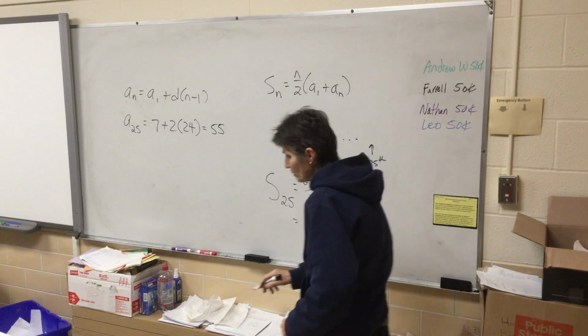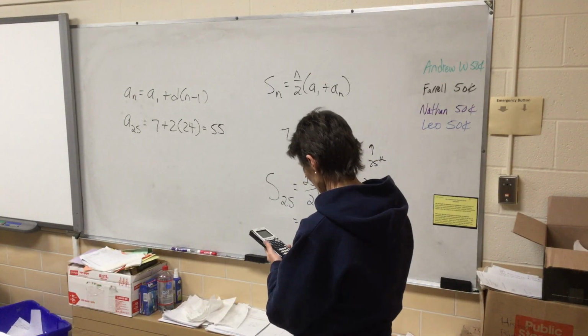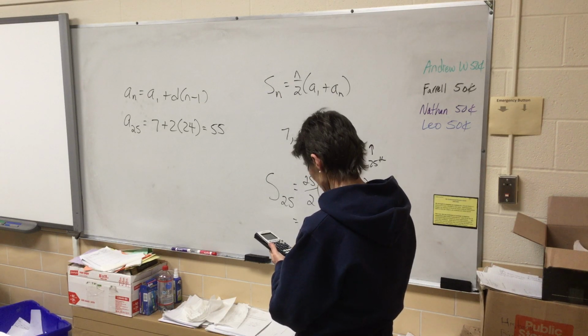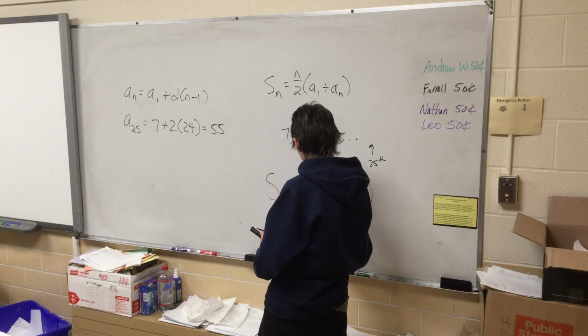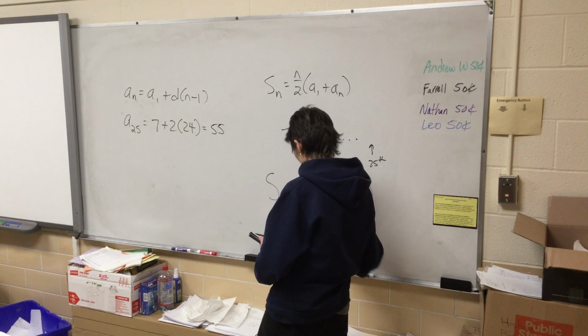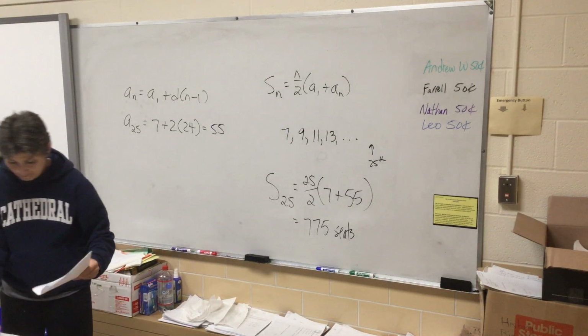So now I can figure out how many seats there are altogether. Looks like there's 775 seats in section J of this auditorium.